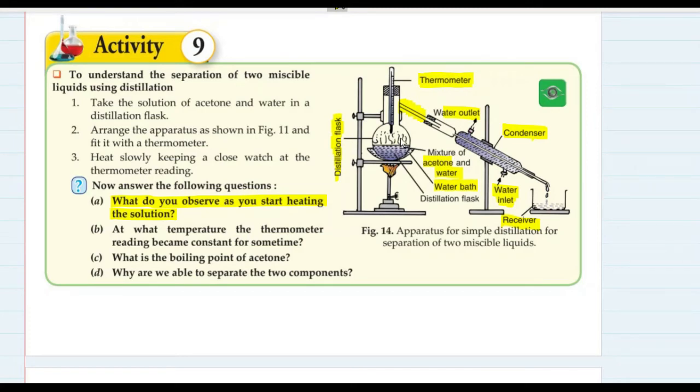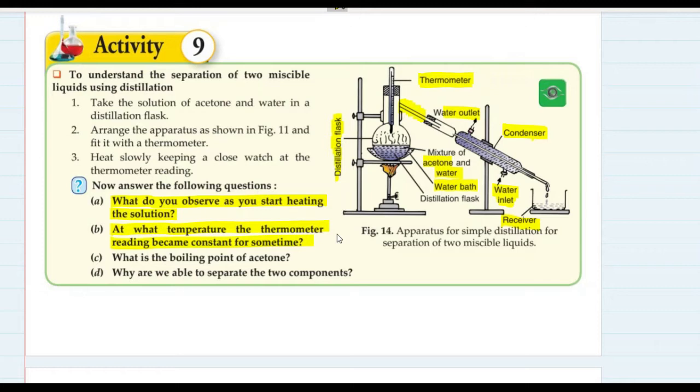Initially, when you start heating, the reading of the thermometer will go on increasing. But it will become constant for some time at a point when one of the liquid components of this mixture attains its boiling point. Because you know that at boiling point, the temperature does not increase. So at what temperature does the thermometer reading become constant for some time? When one of the components of the mixture attains its boiling point, at that point of time, the thermometer reading will become constant.